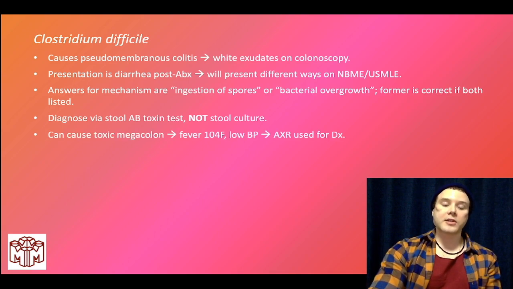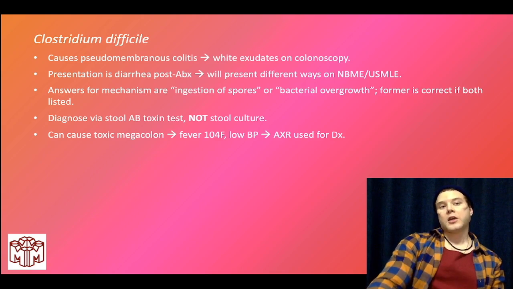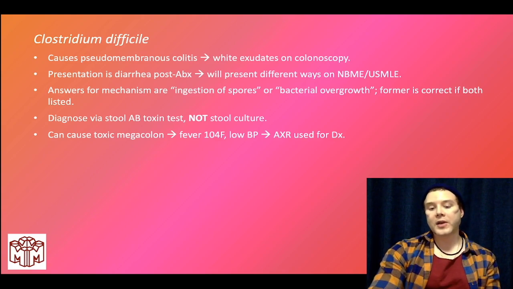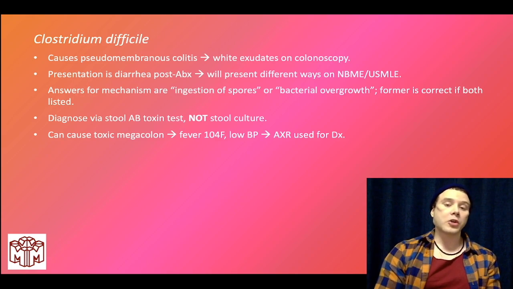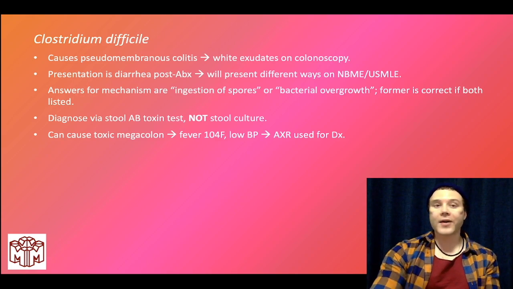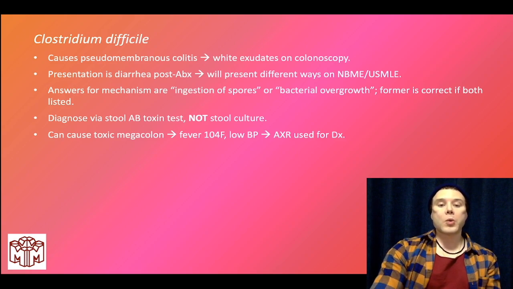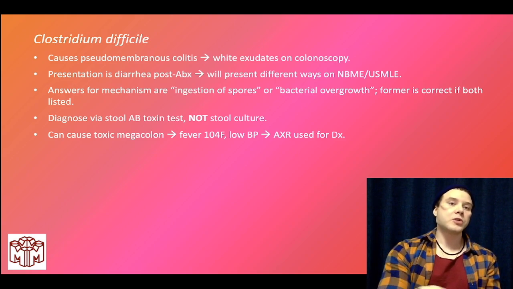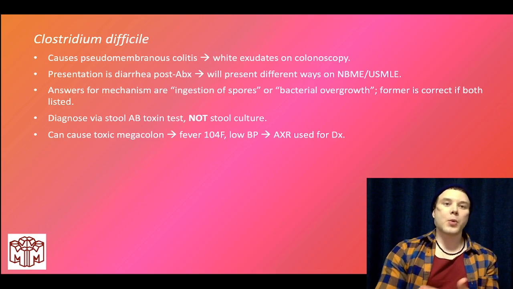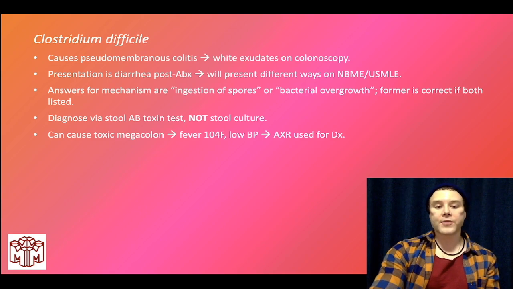C. difficile can cause toxic megacolon. They might tell you patient has fever of 104, has low blood pressure. Abdominal x-rays are ordered to look for gas. They might tell you there's a 12 centimeter cecum. I've seen that in a question. And that's toxic megacolon. And if patient is unstable, we often have to do laparotomy. That's more 2CK surgery. In real life, they will give steroids, try to decompress the patient first. But laparotomy is a frequent answer in 2CK for toxic megacolon.